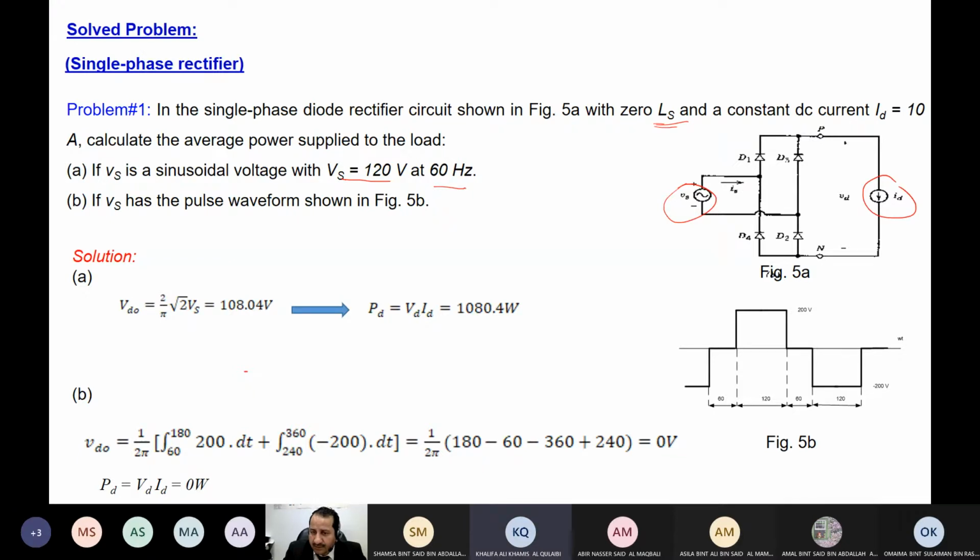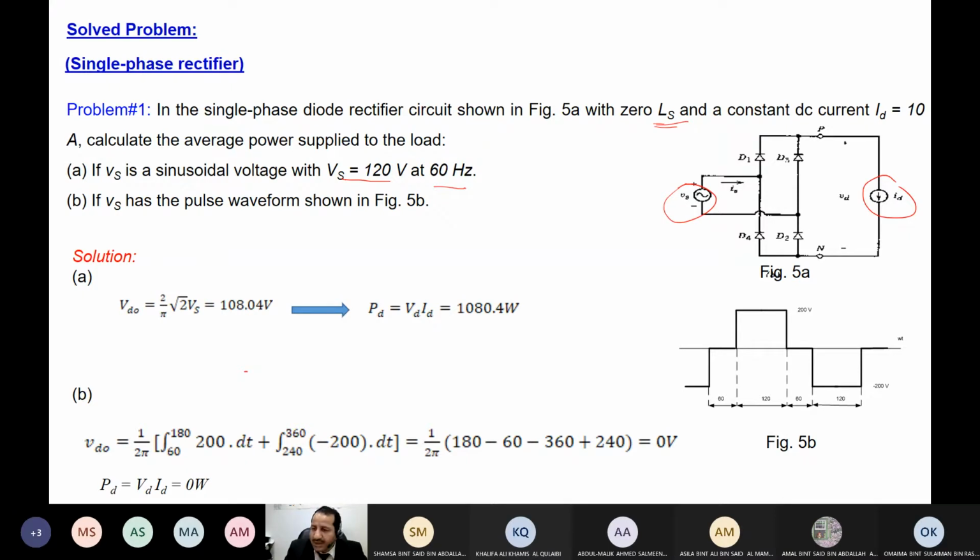Anybody else? RMS. Correct, but why? Because of the default. Usually when we talk about AC and he didn't tell me whether this is RMS or maximum or average, we assume it is by default RMS, because in AC we deal with RMS. As an example, 220 volt is the single phase voltage in Oman. He didn't tell me this is RMS or maximum, but by default I take it as RMS.